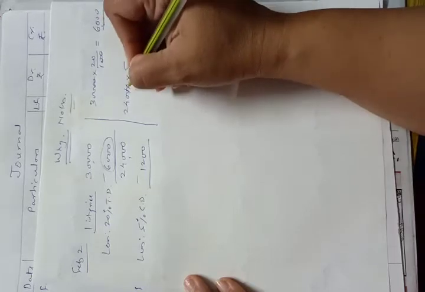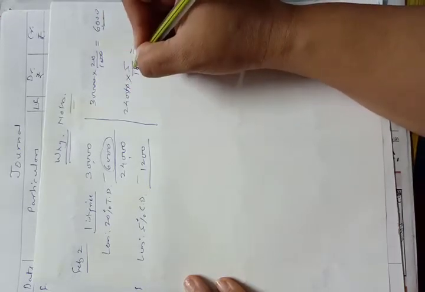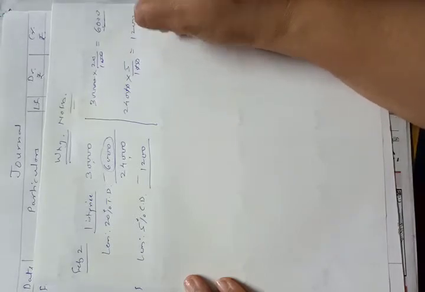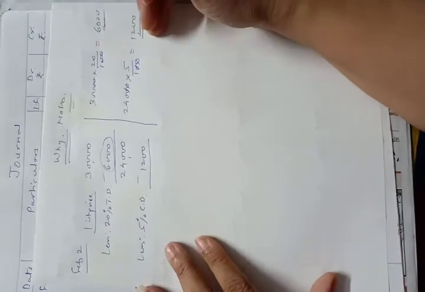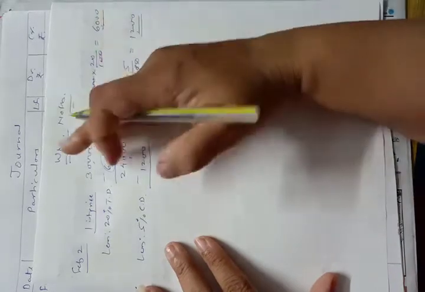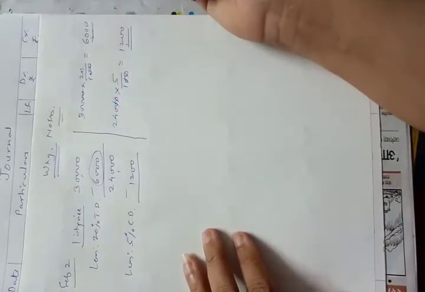2 zeros will be cancelled against these 2 zeros and 240 into 5, it will be 1,200. Okay, so either use the formula and calculate on the rough page, or you can calculate orally as I told you, for fast calculation. This is easy.